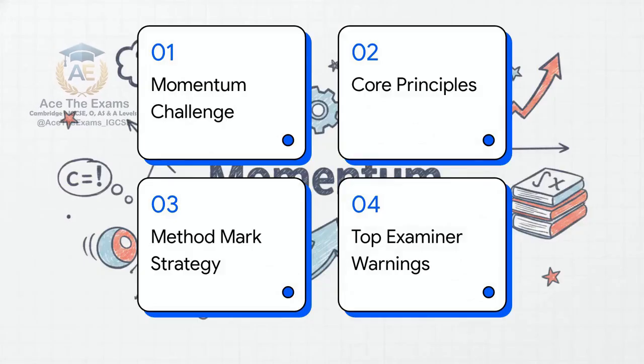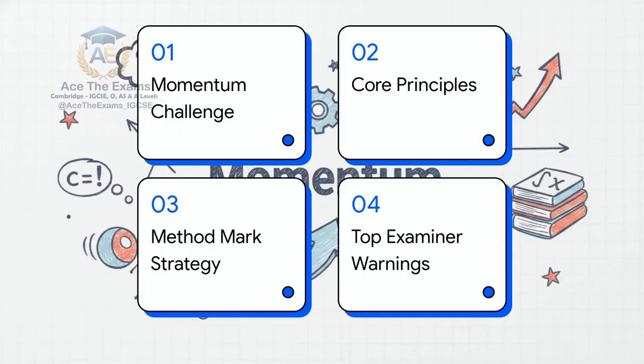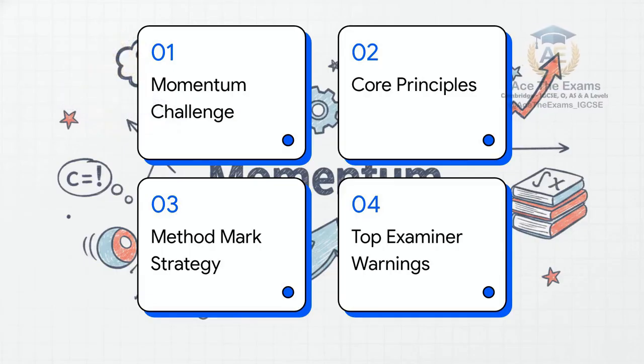Here is our systematic playbook for today's session. We'll start with number 1, the momentum challenge, looking at the traps set by the examiners. Then number 2, mastering core principles, where we reveal the ultimate answering strategy. 3, the method mark strategy, showing you how to transform your working out. And finally, number 4, top examiner warnings. Let's get straight into it.